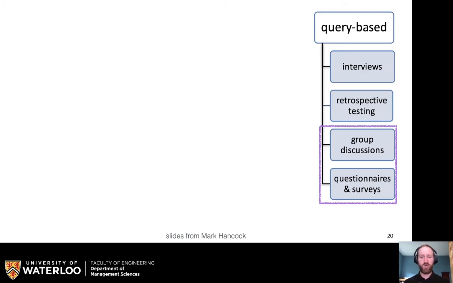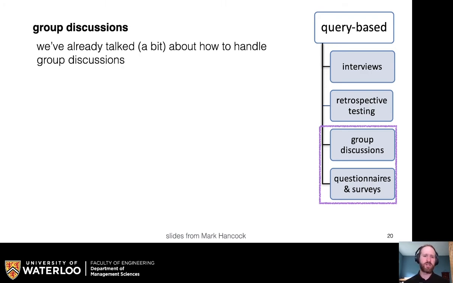Group discussions and questionnaires and surveys. We've already talked a bit about both of these. With group discussions, we've talked about how you might do this for a focus group, some of the advantages and disadvantages of that. You have to really know how to get the right people in the room and how to manage the flow of the discussion so that no one dominates or is too passive in that discussion. So there's a real art to group discussions.